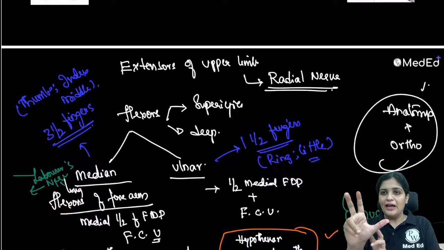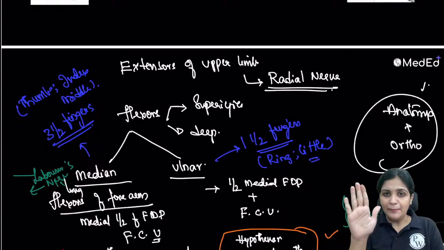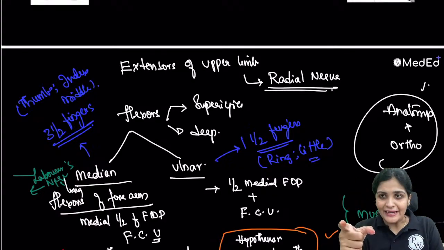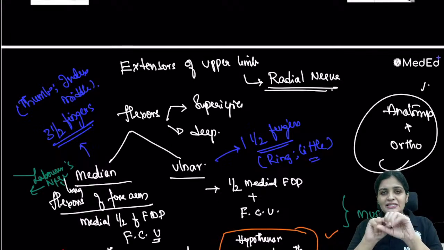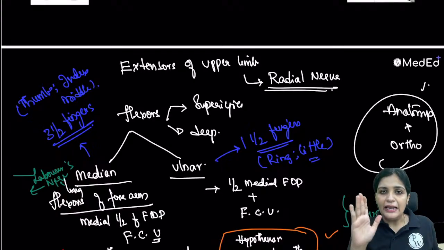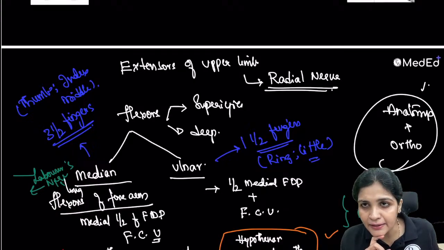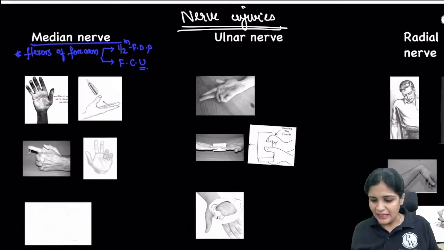So that is why you have all this, right? Your benediction sign, your ape thumb deformity, your pointing index, all are related to your median nerve. So something related to these 3 fingers is median nerve, and something related to this, such as your claw hand, is your ulnar nerve. Is that clear, guys? Yes, ma'am. Very good. Now putting all this in the head, we'll answer this.